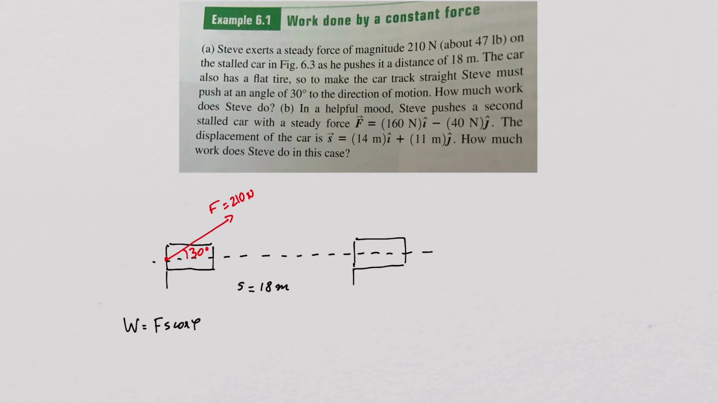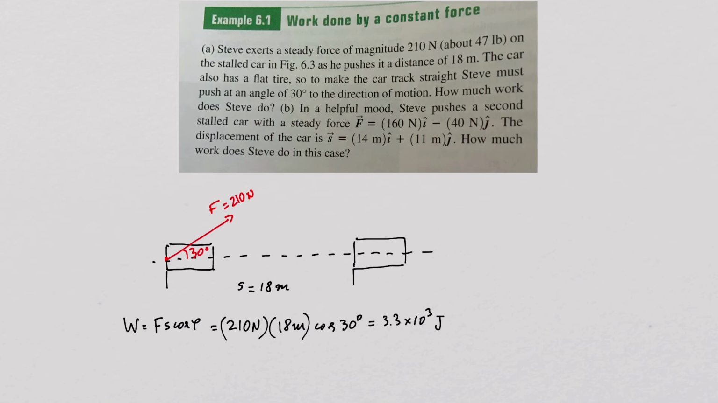And here I have all the necessary information to calculate the result. So this will be equal to 210 newtons times 18 meters times cosine of 30 degrees. That gives me 3.3 times 10 to the third power joules.